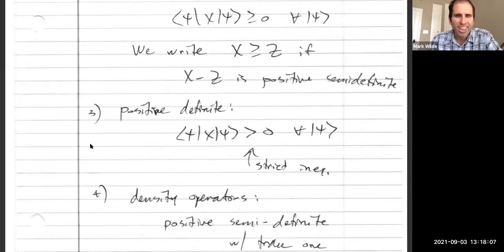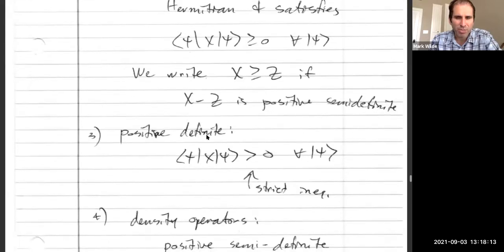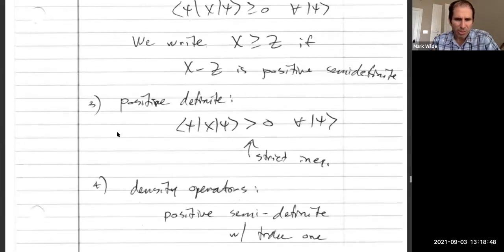Okay. And then a subset of the positive semi-definite operators are the positive definite ones. And those are the ones for which the inequality is strict. Okay. It turns out that positive definite operators are invertible, right? So an equivalent condition to being positive definite is that all of the eigenvalues are strictly positive. And if that's the case, then the matrix will be invertible. So we'll make use of positive definite operators a fair amount.